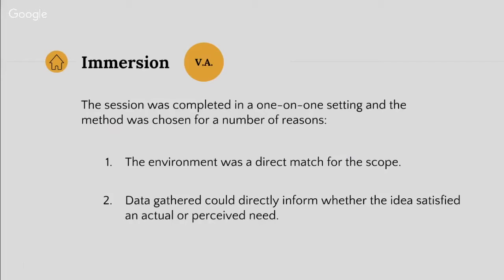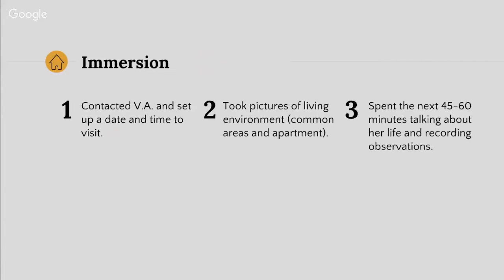The first session was done immersion with VA, completed in a one-on-one setting, and it was chosen for a number of reasons. The environment she lived in was a direct match for the scope of the idea, and the data gathered could directly inform whether that idea satisfied an actual need or a perceived need. So rather than testing a prototype, I chose to look at the viability of the idea. So I contacted VA, set up a date and time for a visit. I ended up taking photographs of the living environment and then spent the next 45 to 60 minutes talking about her life and recording observations.